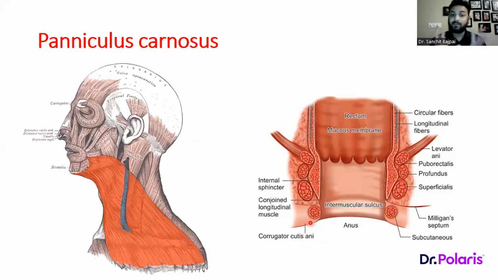Now, always remember, muscles are commonly seen below the deep fascia. There are only some muscles which are present in the superficial fascia. That is why you need to know these names. Otherwise, all the muscles of the body are present below the deep fascia. That's the muscular framework. But these are a special category of muscles. So I've already told you the examples of panniculus carnosus: face and scalp, platysma, corrugator cutis ani.